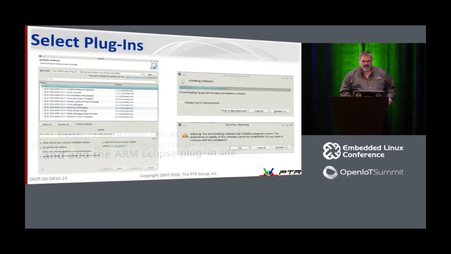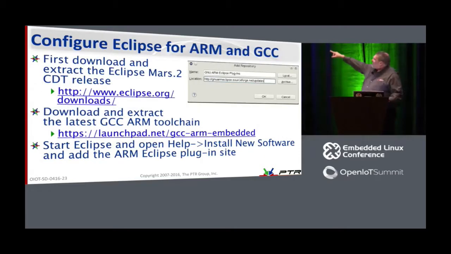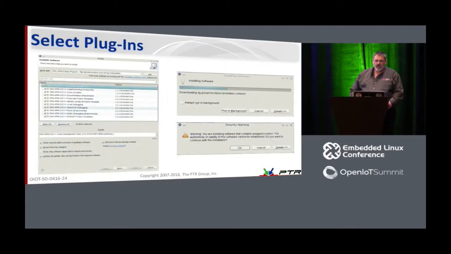And what we'll do is we'll point it to this Eclipse plugins directory, the GNU ARM Eclipse plugins directory, which is a repository. It will then figure out what version of Eclipse you're running and pull down the correct version of the plugins for you. Then we select the plugin, you just do the little check mark and you install everything.